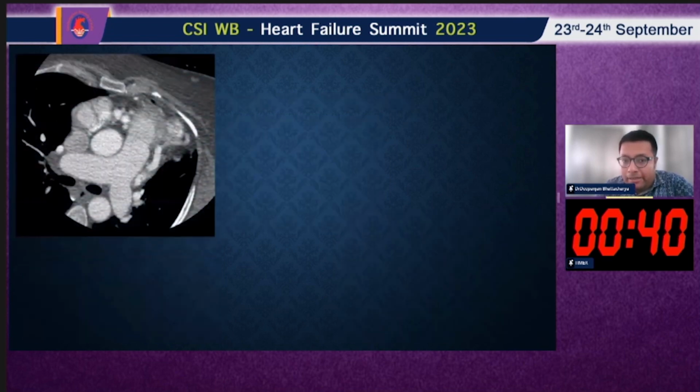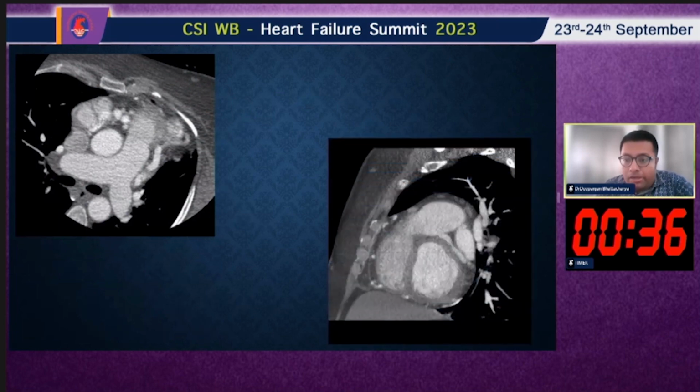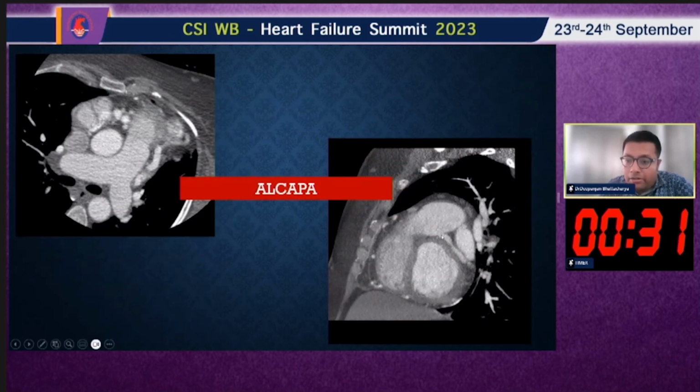So we did a CT coronary angiogram for her, and to our surprise, she turned out to be a case of ALCAPA. We can see that the left coronary artery is arising from the pulmonary artery.